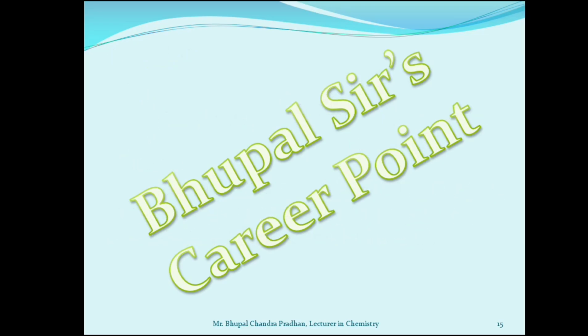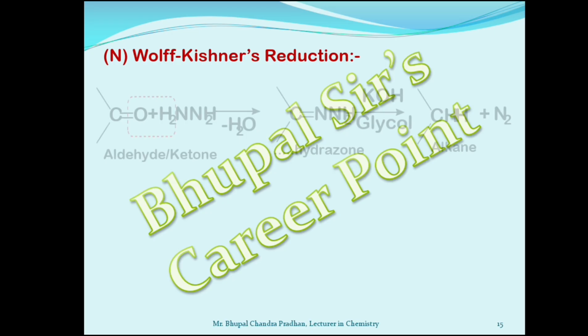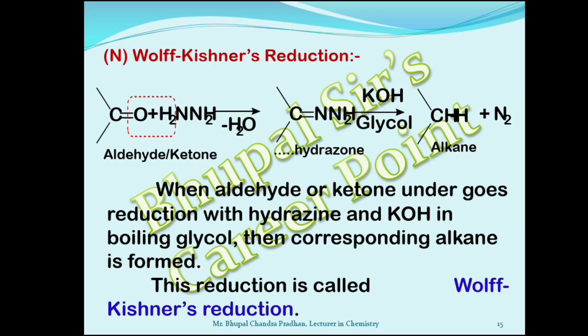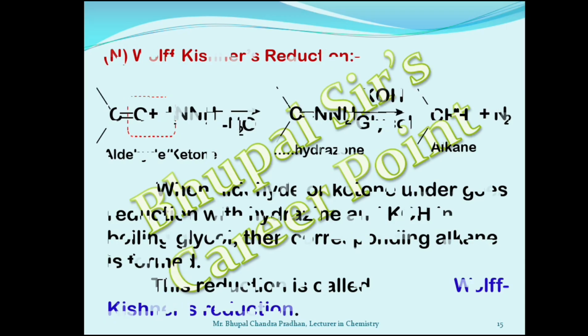Now, let us come to another reduction, that is Wolff-Kishner's reduction. In the Wolff-Kishner reduction, we get an alkane from an aldehyde or ketone, but indirectly. First of all, aldehydes and ketones are treated with hydrazine to give us the corresponding hydrazone, which on treatment with KOH in glycol gives us an alkane. So in the statement we have to write down: when an aldehyde or ketone undergoes reduction with hydrazine and KOH in glycol, then the corresponding alkane is formed. This reduction is called Wolff-Kishner's reduction.